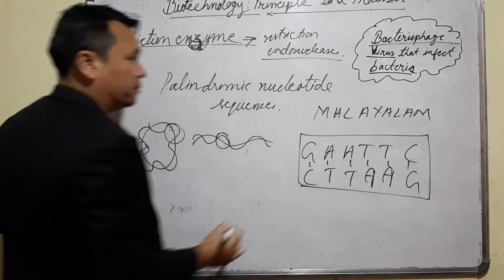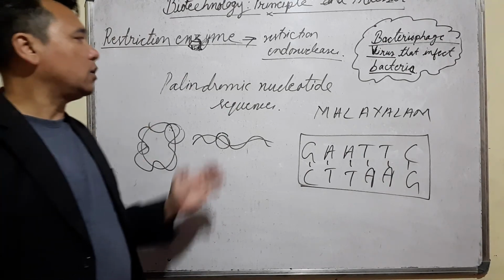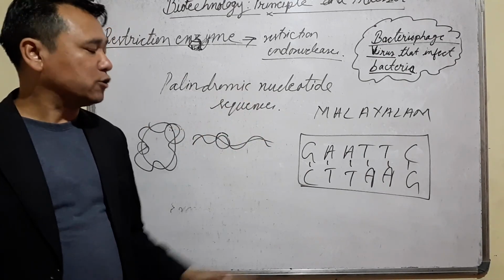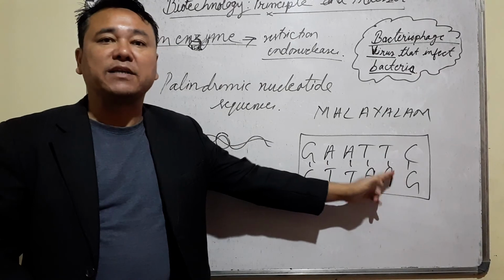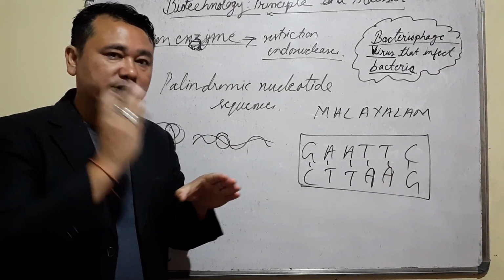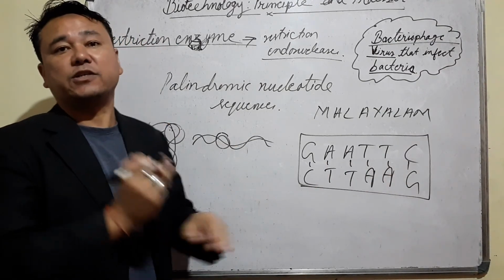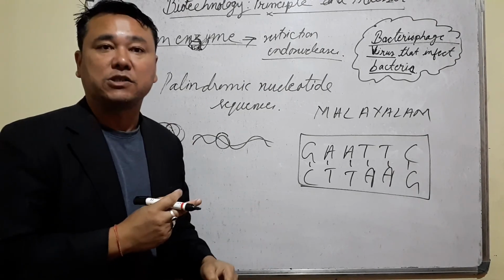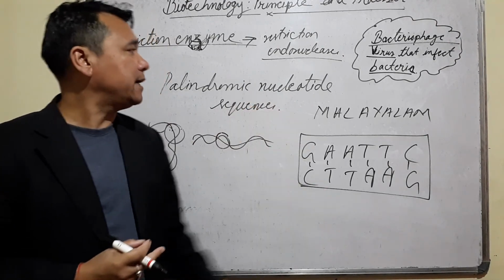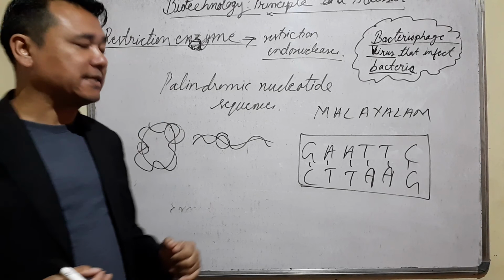So the restriction enzyme cuts the palindromic nucleotide sequence. So at this type of base pair, what does the restriction endonuclease or restriction enzyme do? It clips. Is that clear? So this is about the restriction enzyme.